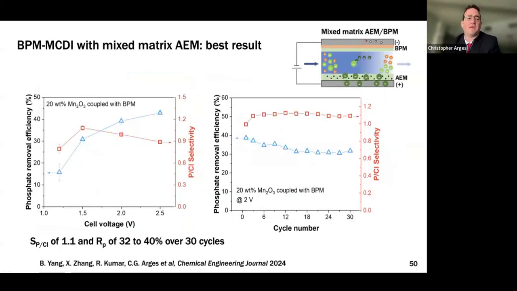So this is our best data, my last result slide. We're able to get a selectivity value as high as 1.1 at 1.5 volts while still removing 30% of the phosphate from the solution. And we're able to do this with pretty good stability over 30 cycles. But in practice, of course, you have to do it over many, many more cycles and actually do it with not model solutions, but real solutions.